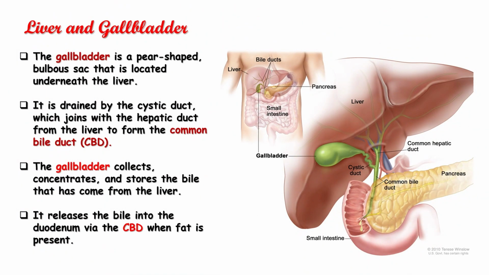The gallbladder is a pear-shaped bulbous sac that is located underneath the liver. It is drained by the cystic duct, which joins with the hepatic duct from the liver to form the common bile duct. The gallbladder collects, concentrates, and stores the bile that has come from the liver. It releases the bile into the duodenum via the common bile duct, when fat is present.